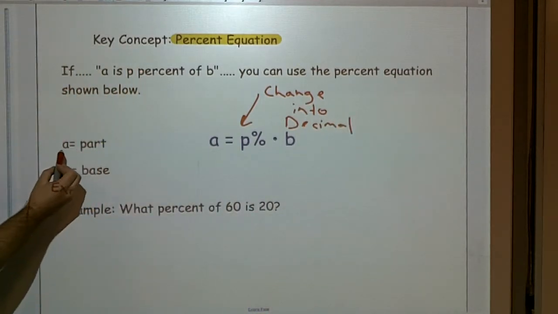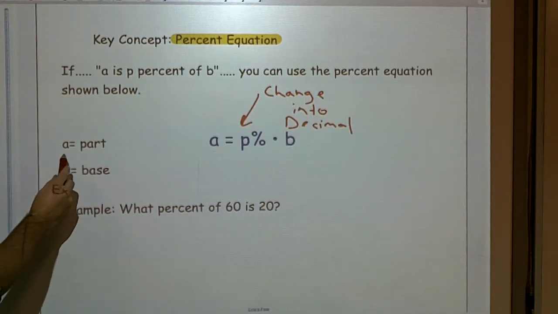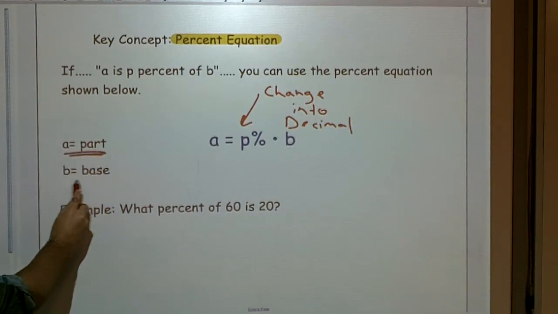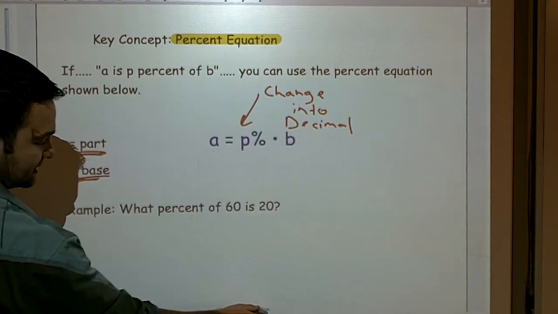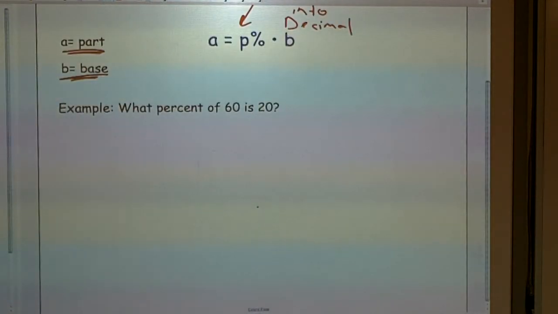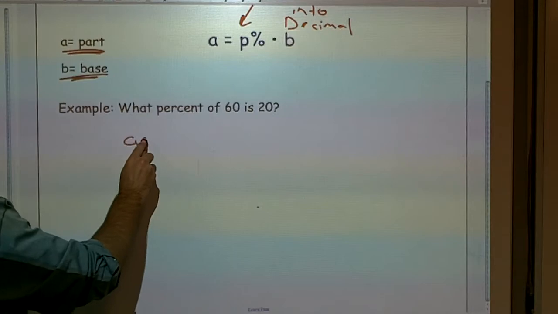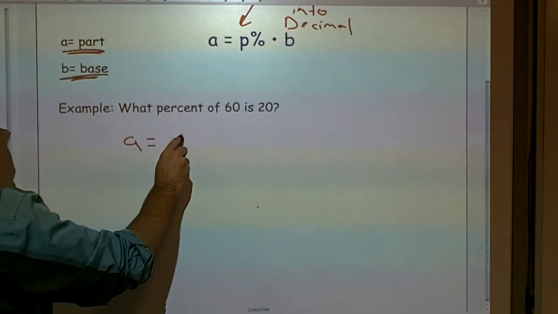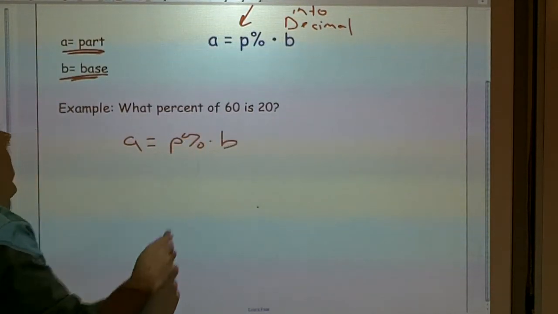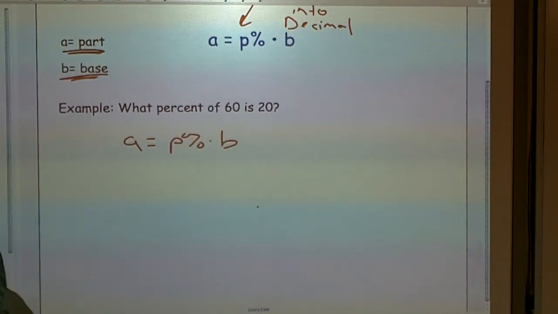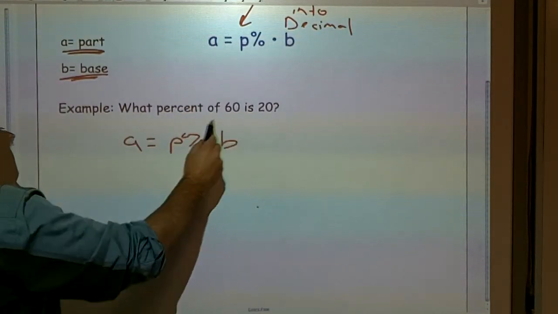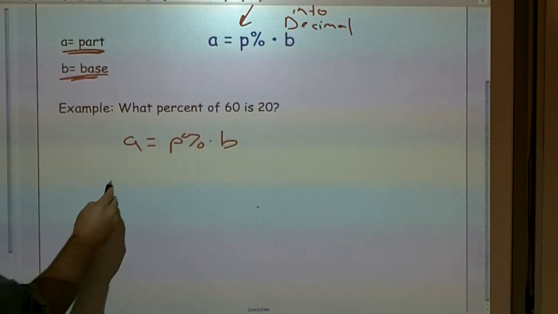We still have the same part and whole relationship where A is going to be our part, B will be our whole, or our base in this case. So for example, what percent of 60 is 20? Well, we write out A equals P percent times B. Our base in this case is 60, and our part is just going to be 20.